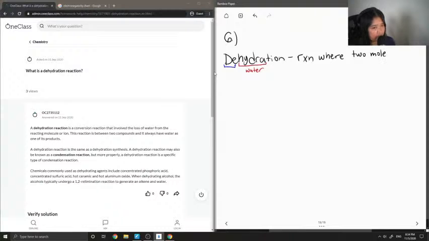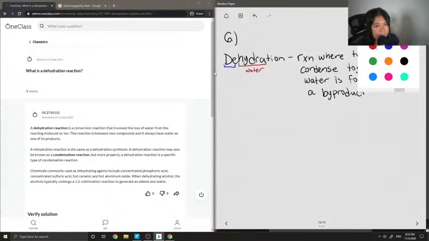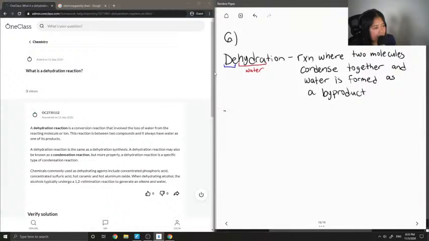2 molecules condense together and then water is formed as a byproduct. Okay, so I'm just going to give an example using some amino acids.